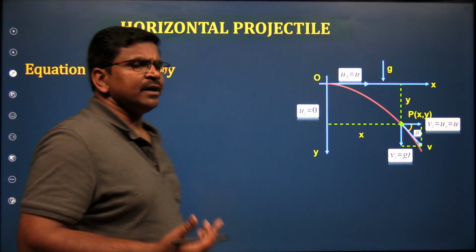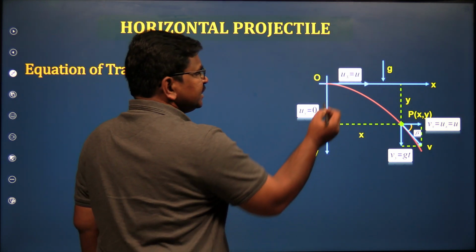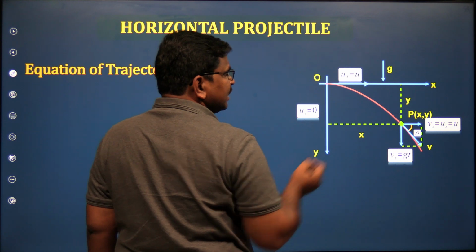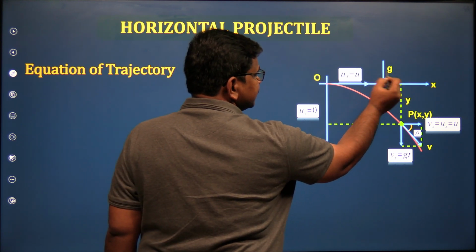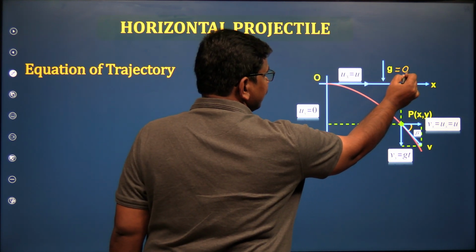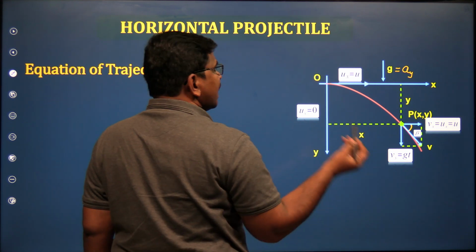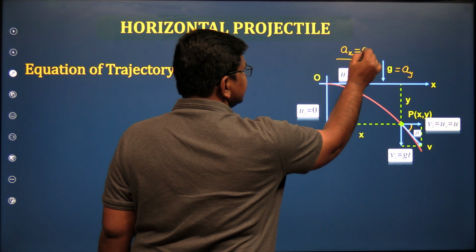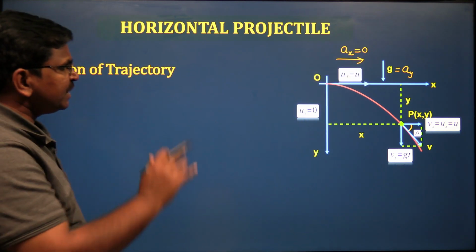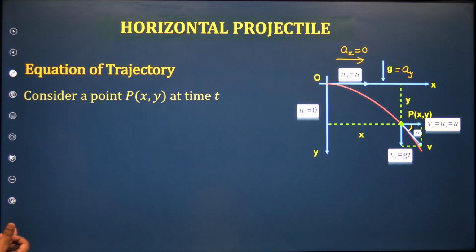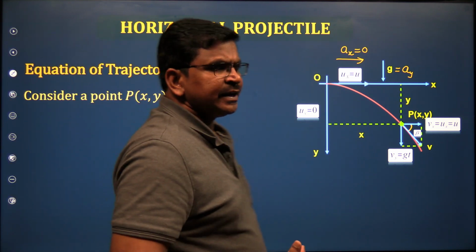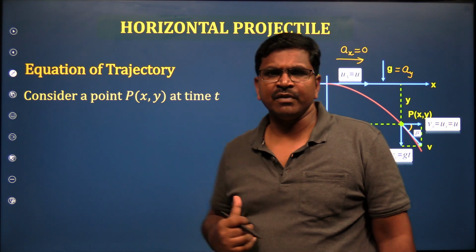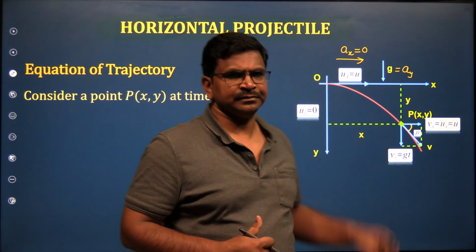Now, here the initial assumptions are: initial velocity is u, initial velocity along the y direction is 0, initial acceleration along the y direction is g, so this is actually ay. And one more thing, there is no acceleration along the horizontal, so horizontal acceleration is 0. By keeping this in mind, let us solve for the equation of trajectory. So consider a point P x comma y at any time t as shown here.